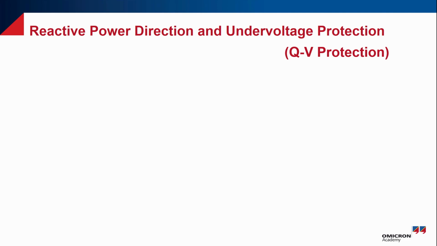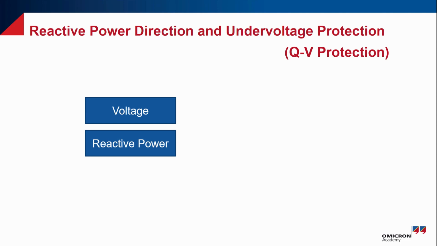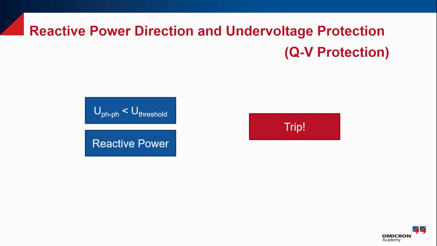The QV protection device, therefore, monitors the voltages and reactive power direction. The protection device trips when all phase-to-phase voltages fall under a certain value in case of a fault and the power plant is drawing inductive reactive power from the grid at the same time.